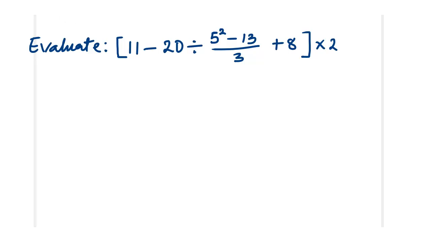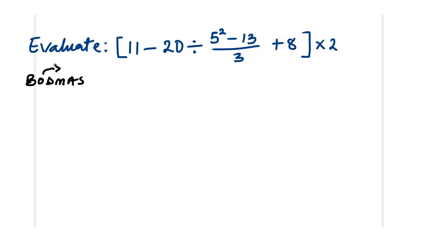So this question says, evaluate 11 minus 20 divided by 5 square minus 13 over 3 plus 8 close bracket times 2. Now don't forget I talked about the BODMAS rule, also known as PEDMAS. From the BODMAS rule, what we need to do is to prioritize the bracket. We have to prioritize everything inside this bracket. So we already have a bracket. So inside the bracket, we consider the order.